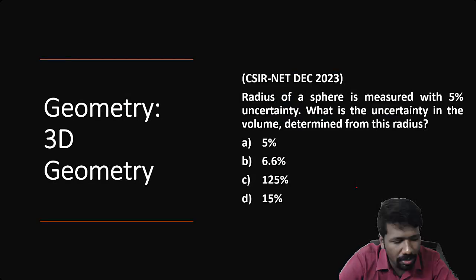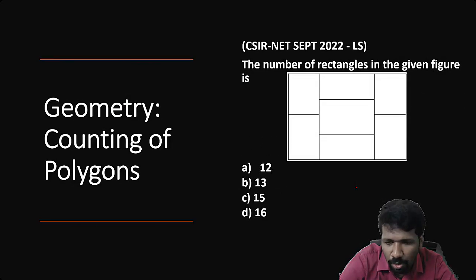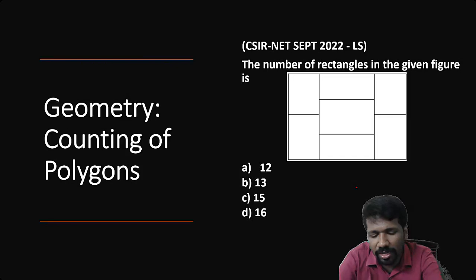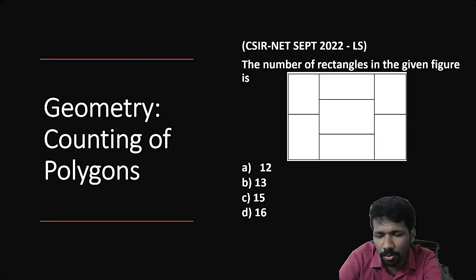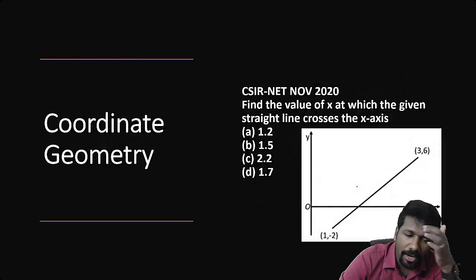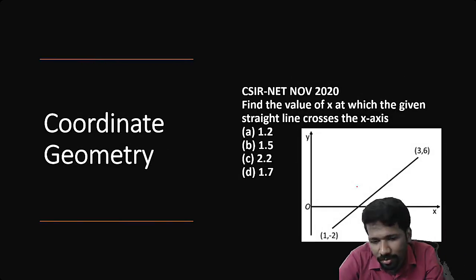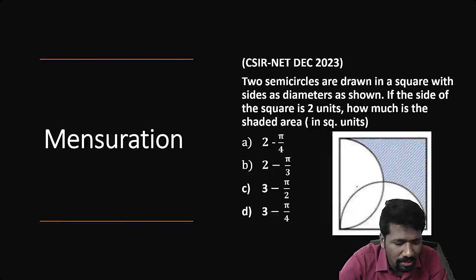Now 3D geometry वाला एक example यहाँ दिया है, counting of polygon, how many rectangles are there, how many squares are there, how many triangles are there. ऐसा questions भी बहुत बार आया है CSIR exam में. That also will be discussed. And coordinate geometry wala question will be separately discussing in a lecture.